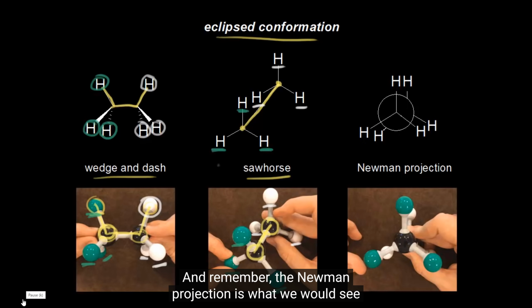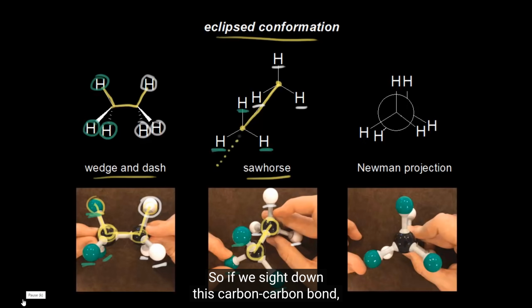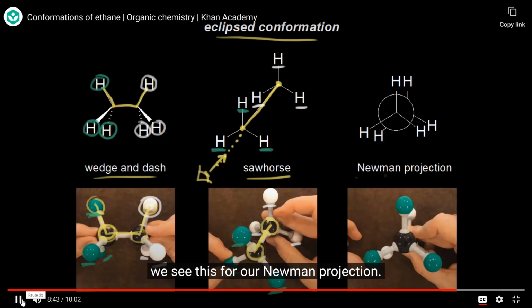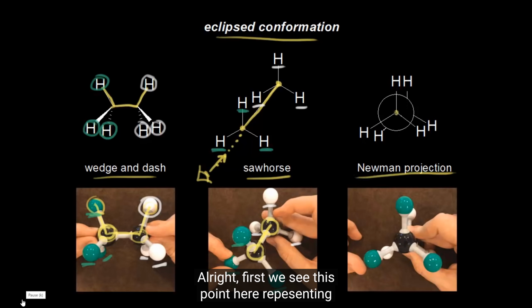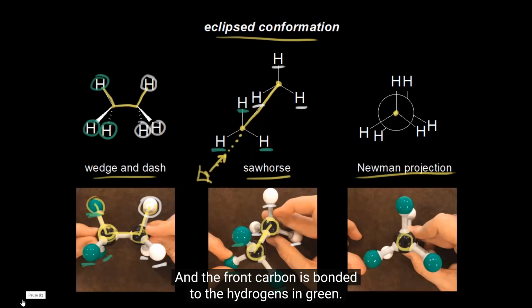And remember, the Newman projection is what we would see if we stare down the carbon-carbon bond. So if we put our eye right here on our sawhorse projection and stare down the carbon-carbon bond, we see this for our Newman projection. First we see this point here representing the front carbon. That point is the front carbon on our Newman projection. And the front carbon is bonded to the hydrogens in green.